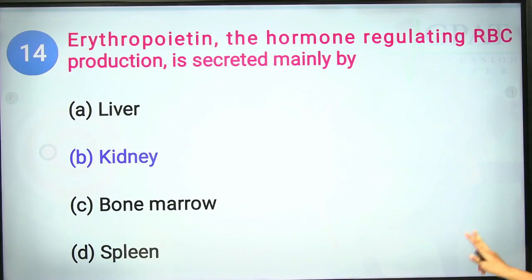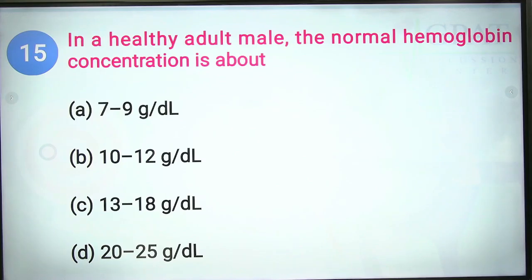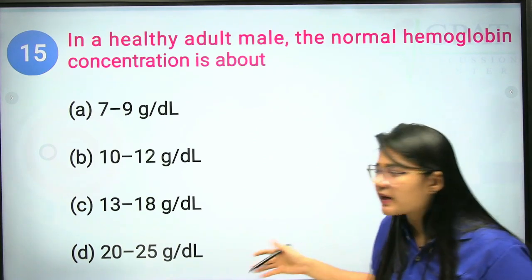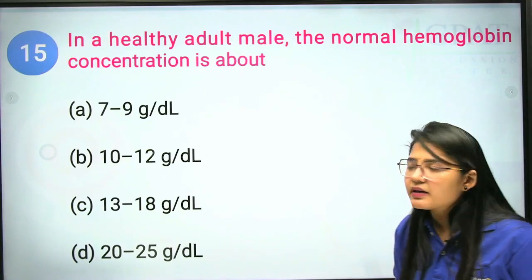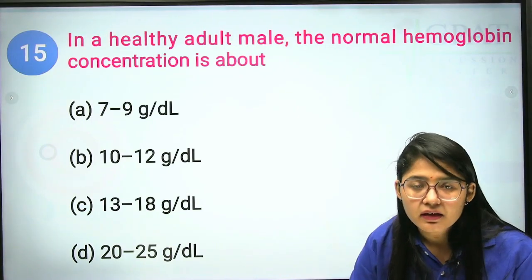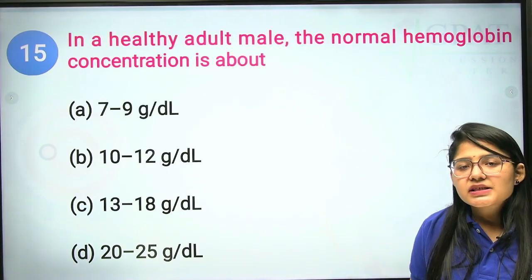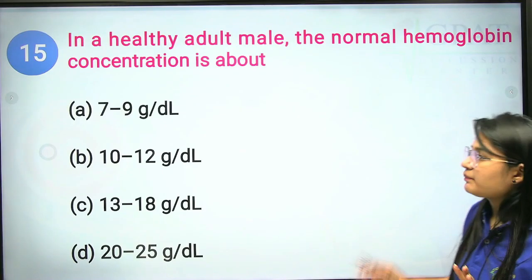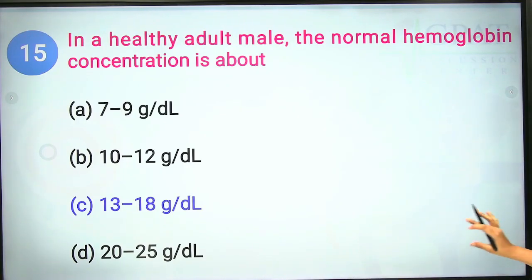Clear? Next question. In a healthy adult male, the normal hemoglobin concentration is about, okay, hemoglobin concentration in a male is more than female, that is 13 to 18 gram per dl. In females, that is 12 to 15. Okay, that is the maximum I can say. So the correct answer is option number C.